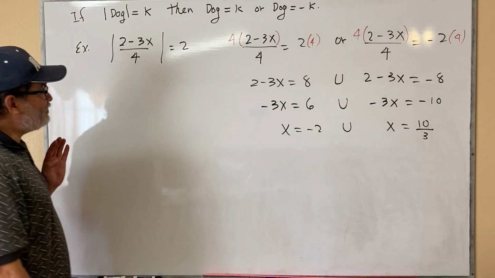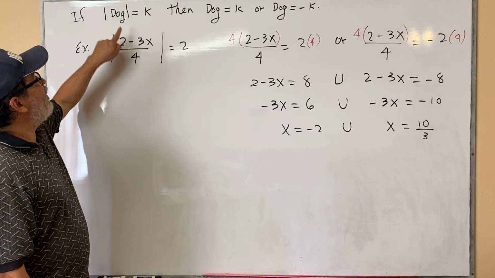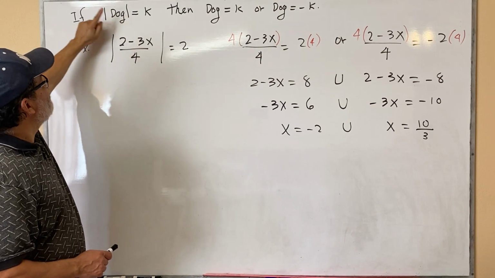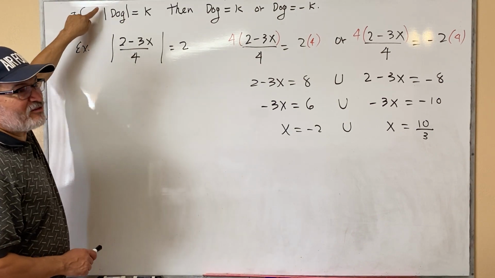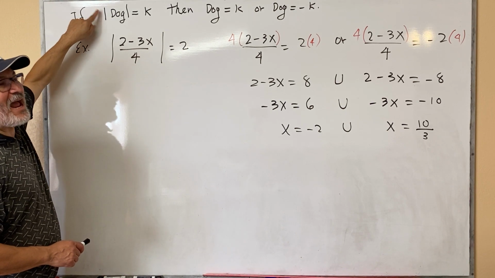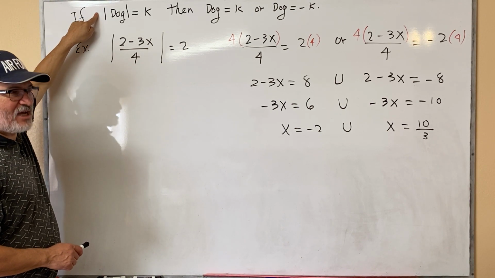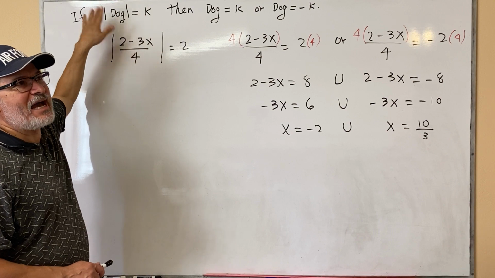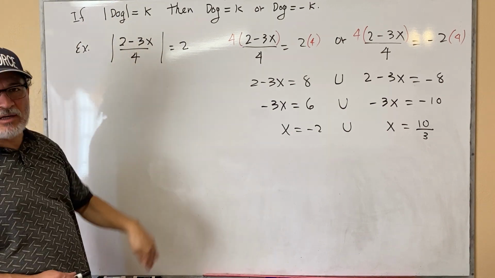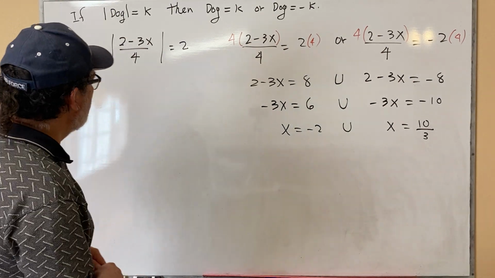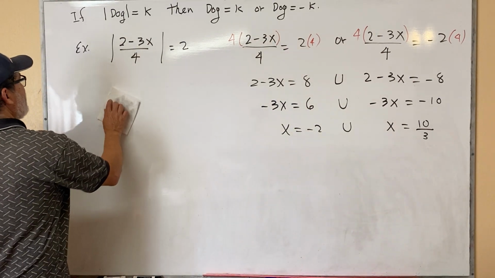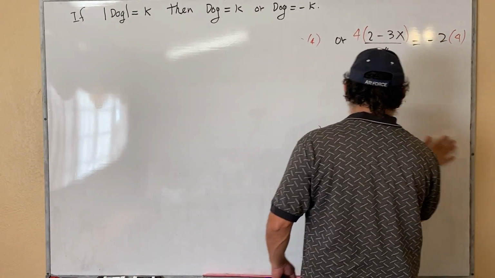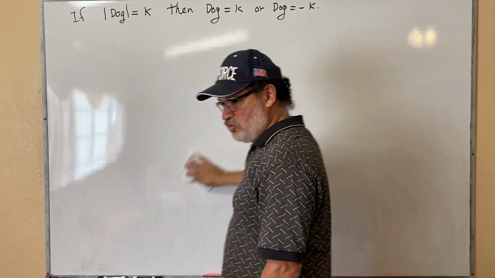Now, if you have the absolute value house being multiplied by a number outside, or added or subtracted to a number outside the house, you need to use this conclusion, you need to isolate the absolute value house. Let me give you an example. Okay. All right, so let me get rid of this. Here's another example. So watch this.